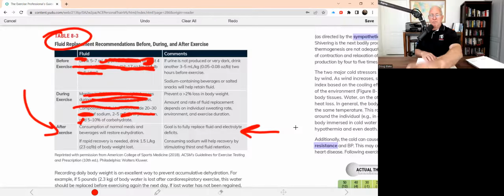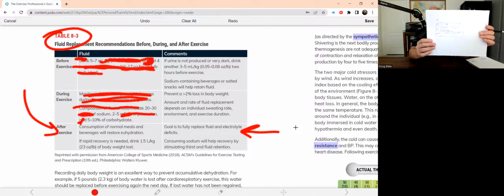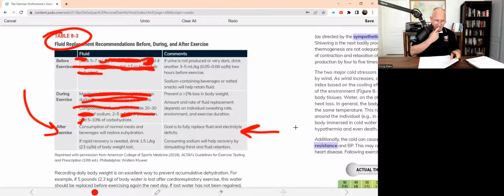Goal is to fully replace fluid and electrolyte deficits, right? Fully replace fluid. Consuming sodium will help recovery by stimulating thirst and fluid retention. You could write that. So basically, I redid that chart just like that. You don't have to read the numbers, but you get the idea.